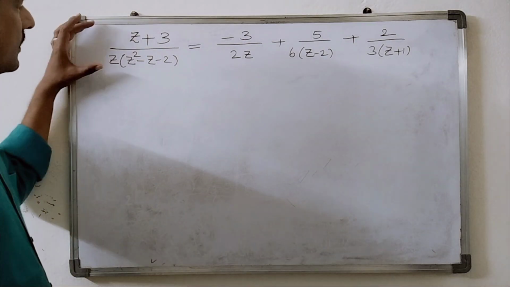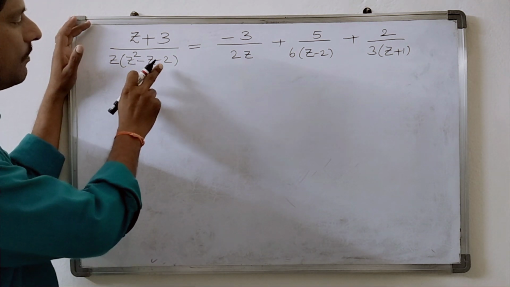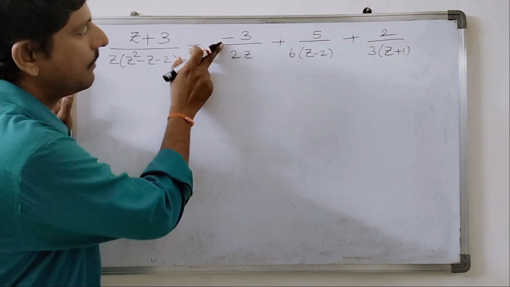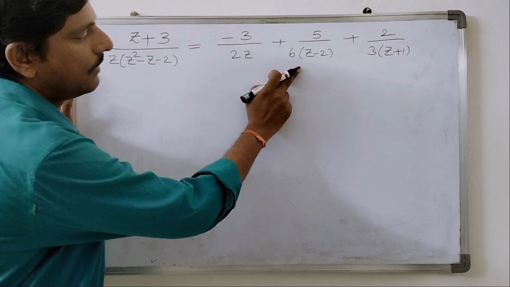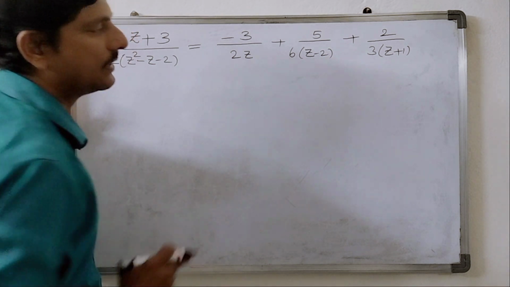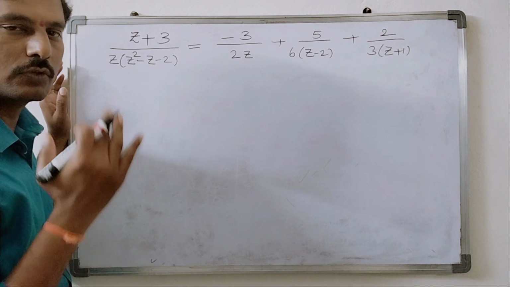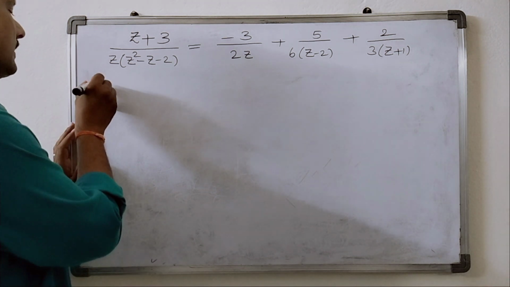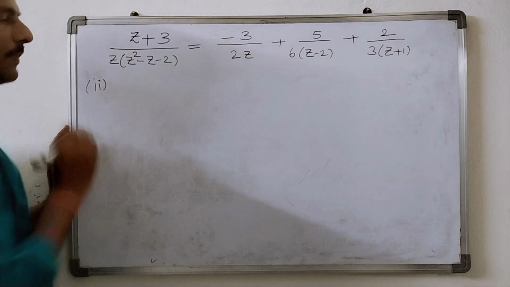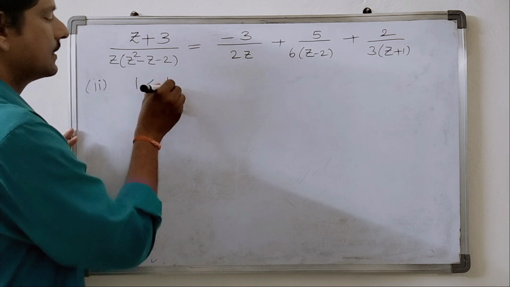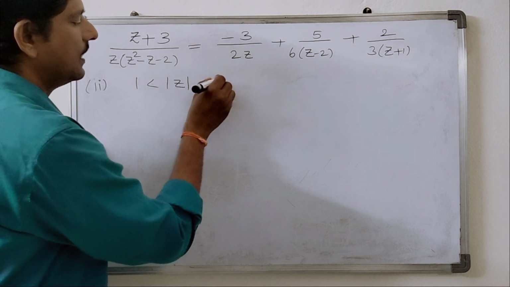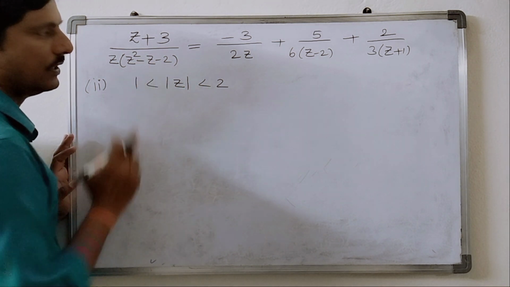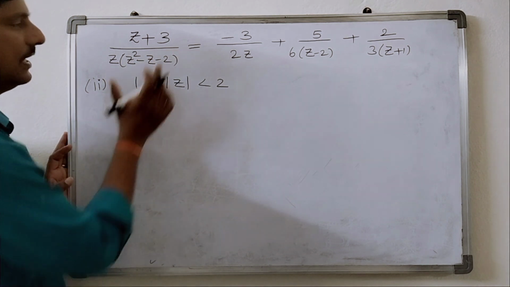So here, see, z plus 3 by z into z square minus z minus 2 can be resolved into partial fractions as minus 3 by 2z plus 5 by 6 into z minus 2 plus 2 by 3 into z plus 1. This we have already seen earlier, how to resolve into partial fractions. Okay? Now in which region should we expand this? 1 less than modulus of z less than 2. Okay, 1 less than modulus of z less than 2. In this region we have to expand this function.